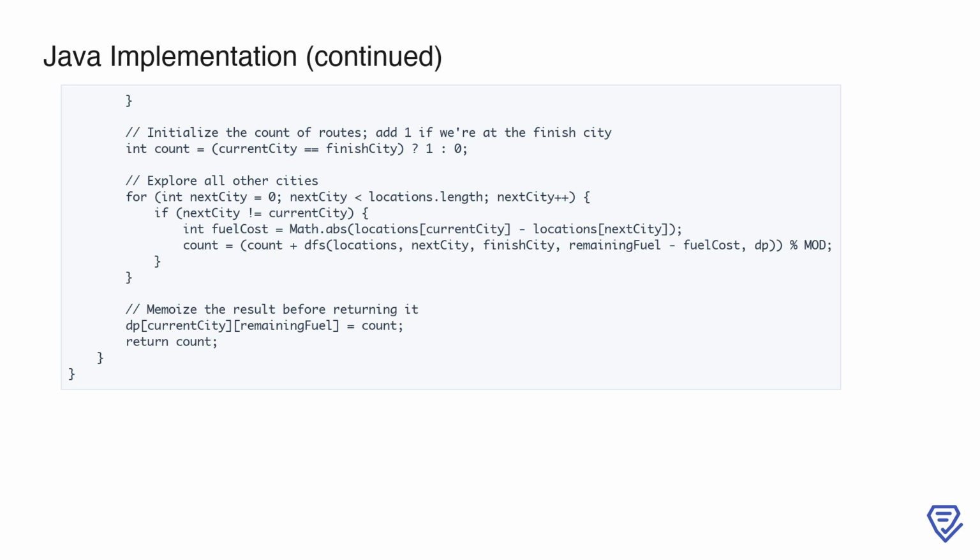For any city other than the current one, we calculate the fuel cost as the absolute difference between the current and next city locations. We then recursively call DFS for the next city, reducing the fuel by the calculated cost. The result of this recursive call is added to the count, and we take the modulo operation to ensure the result stays within the defined bounds. Finally, we memoize the computed count for the current state in the DP table to reuse later and return the count. This approach ensures that we explore all valid routes efficiently while leveraging memoization to optimize performance.